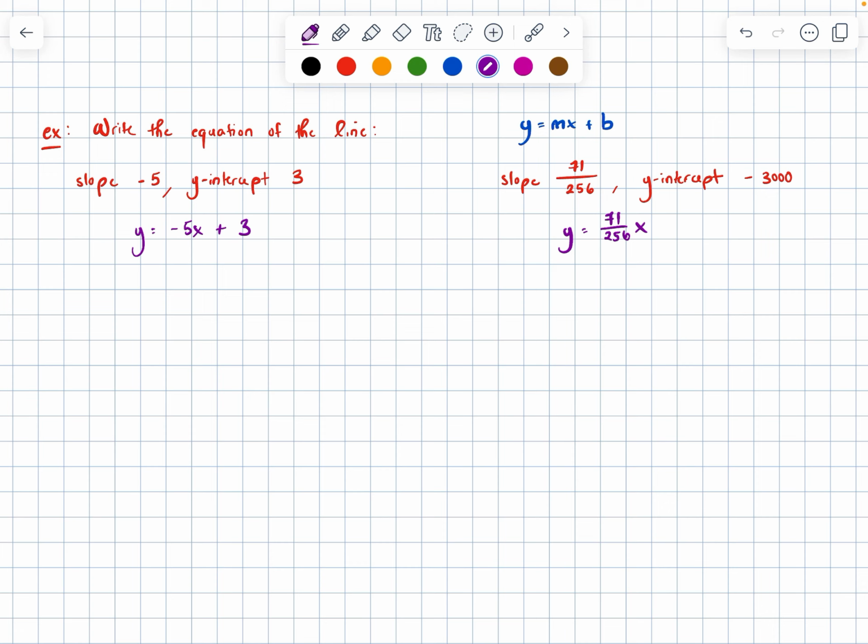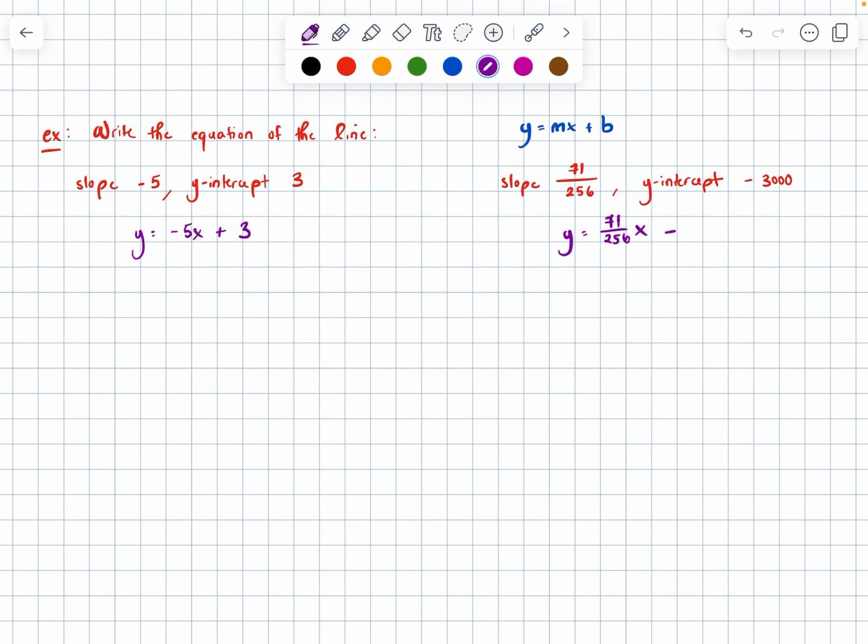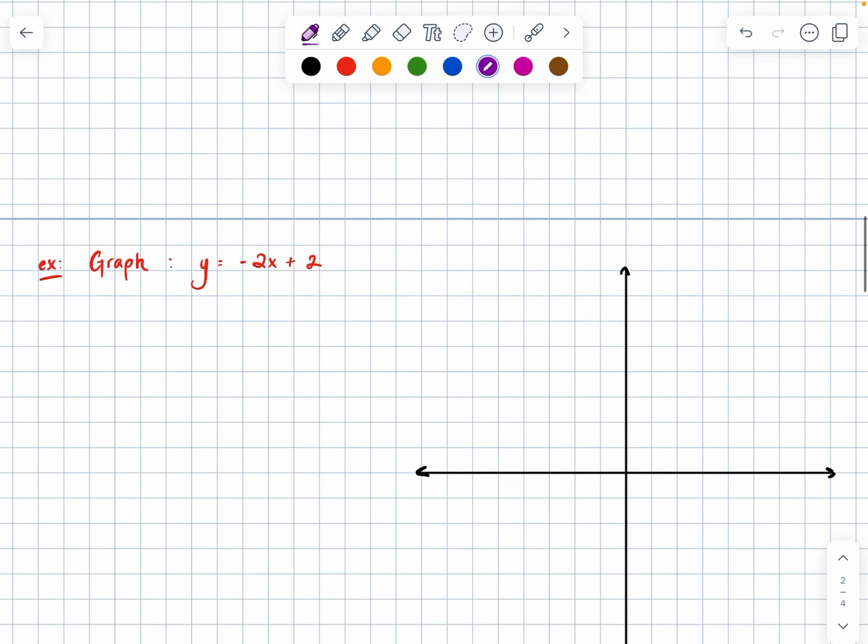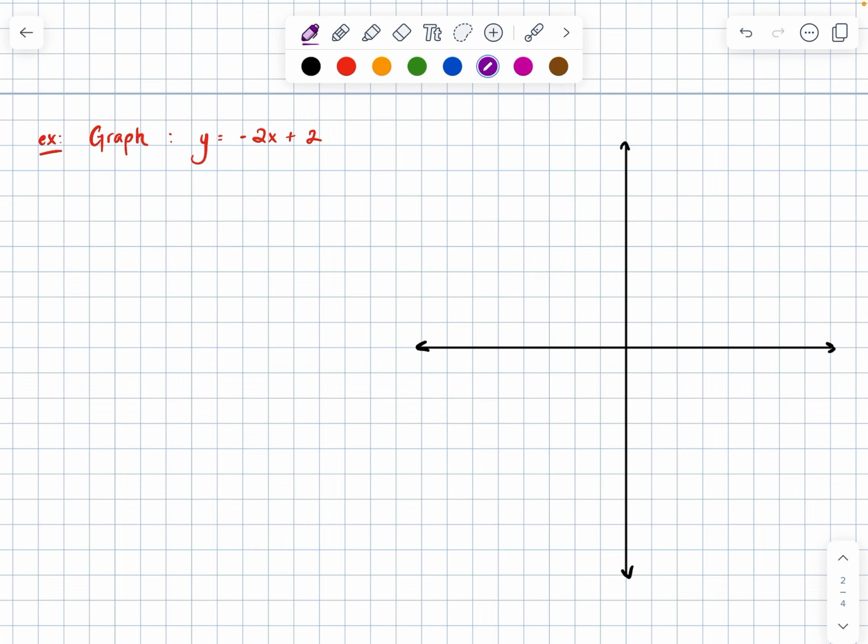So 71/256 x, and then plus my y-intercept. My y-intercept is negative 3,000, so it would be plus negative 3,000, more efficiently written as minus 3,000. Cool. Moving on. Other applications of my slope-intercept form, let's do some graphing.